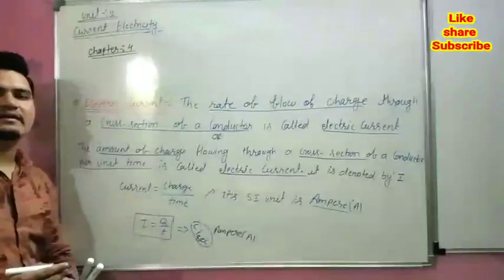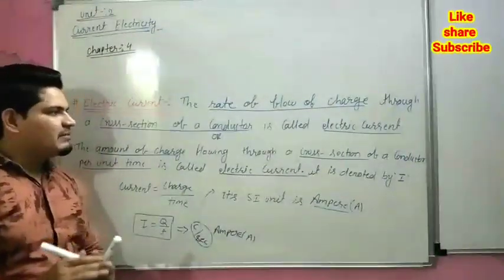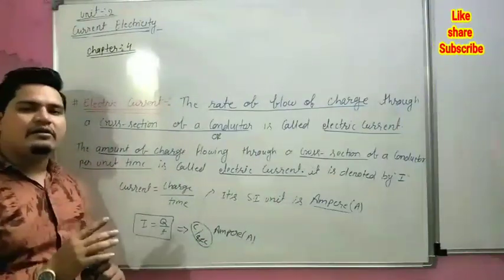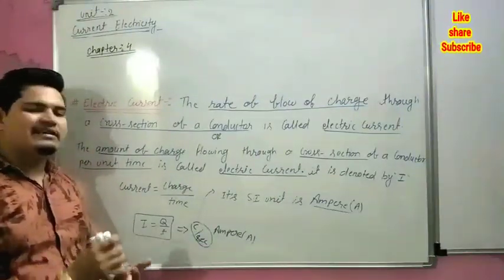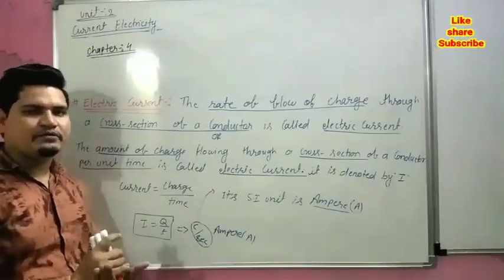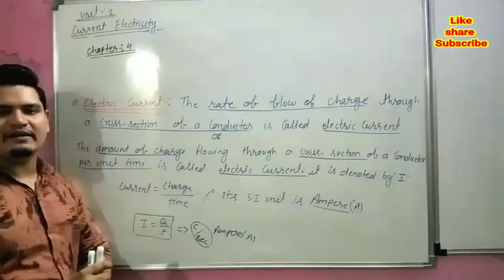So what is electric current? Electric current is nothing but the rate of flow of charge per unit time, or we can say the amount of charge flowing through any cross section area per unit time. So both are the definitions of electric current.